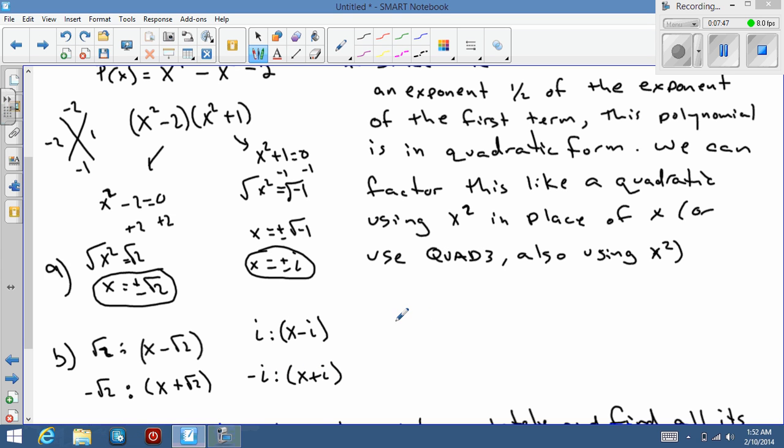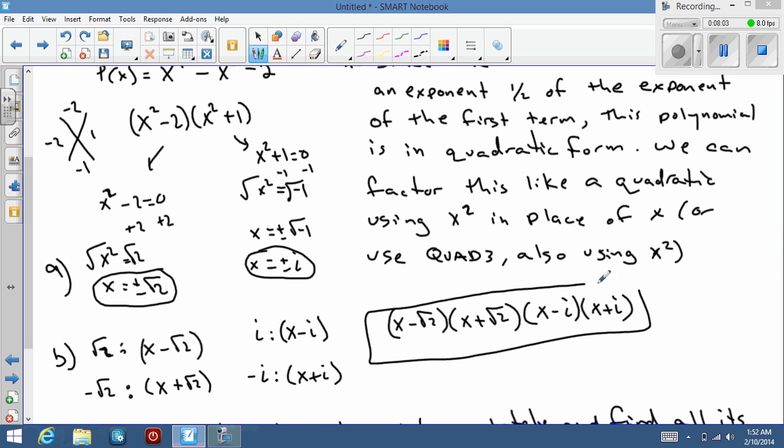So writing those out, I'm going to get x minus the square root of 2, x plus the square root of 2, x minus i, and x plus i. And those are my factors of that polynomial. So we have part A with the zeros and part B with the factors.